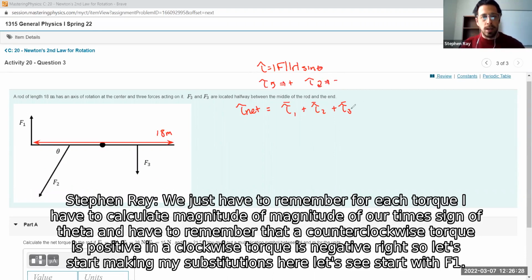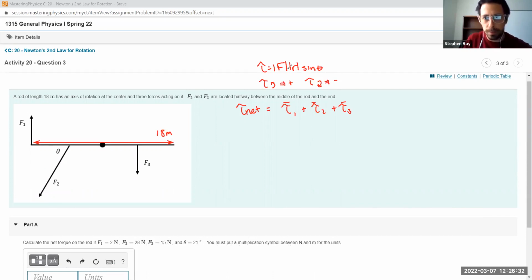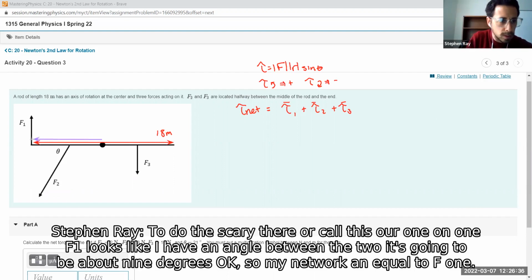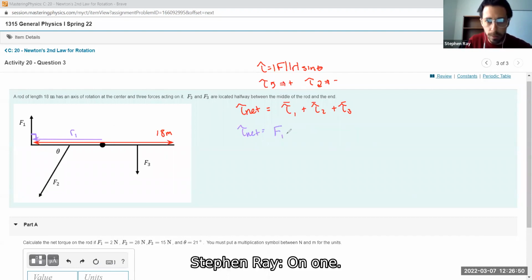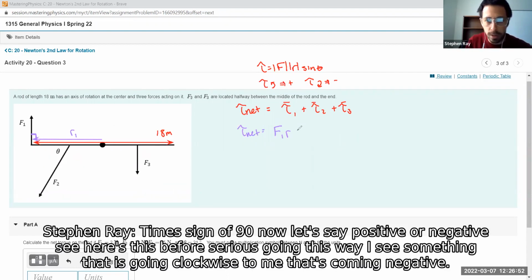So let's start making my substitutions here. Let's see, start with F1. So F1, this guy right there, I'll call this R1. There's R1, F1, and it looks like I have an angle between the two. That's going to be about 90 degrees. Okay, so my torque is going to equal F1 times R1 times sine of 90. Now let's say positive or negative.